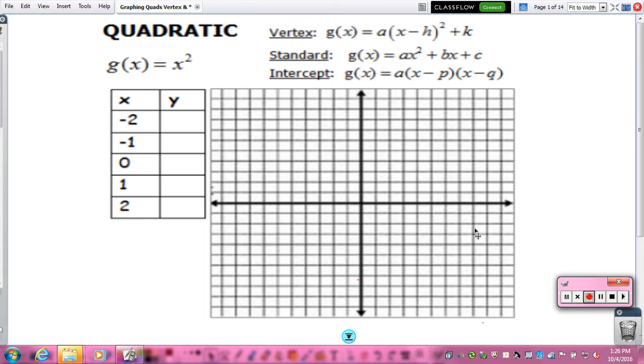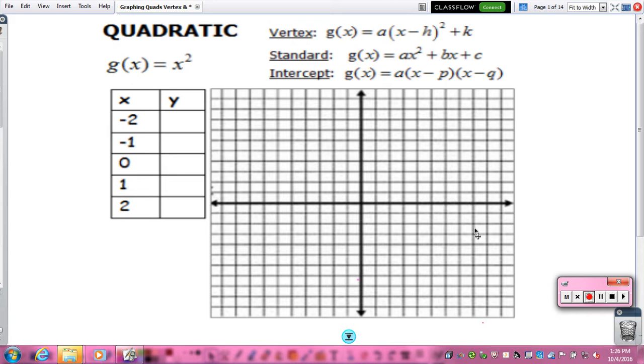Okay, this video is on graphing quadratics. There are three forms of the quadratic equation that we will be graphing. The top one here is the vertex form. The middle one is standard, and the third one is intercept. We have three different methods and ways that we can graph a quadratic. It depends on what form that you see it in.